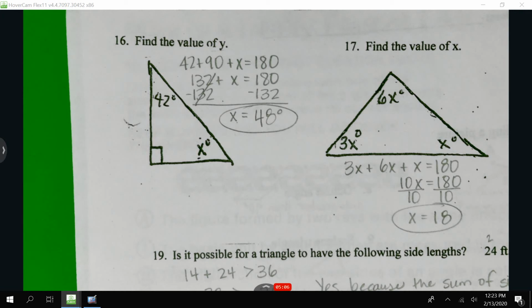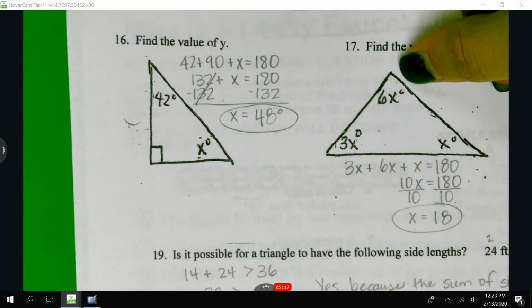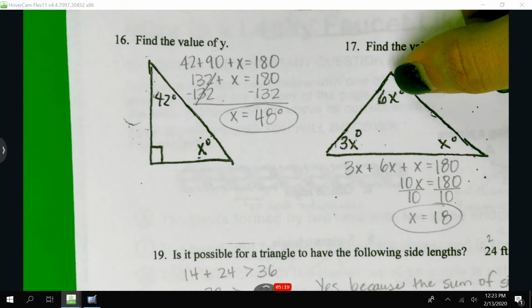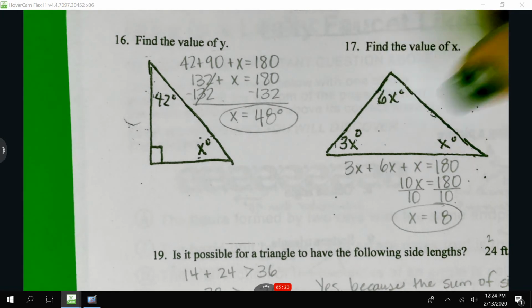Yes. Do we not need a degree sign up? You don't, because you're just solving for x. If it was asking for the measure, you could, but all three terms have an x in them. So x is not a degree measure. It's just a symbol, because you would have to do 6 times x to find this.